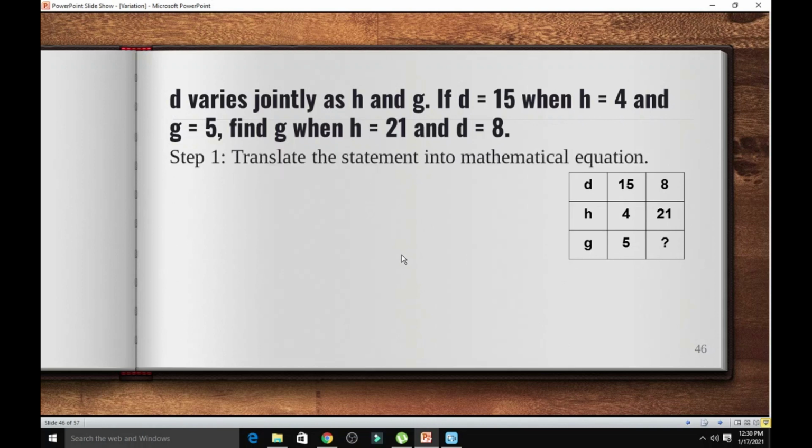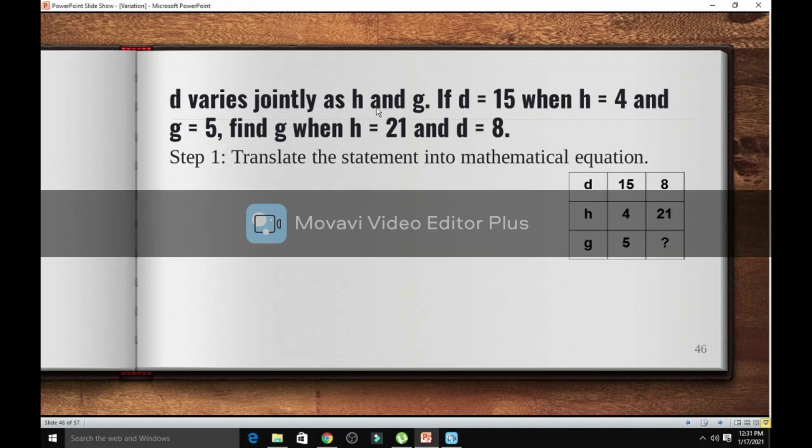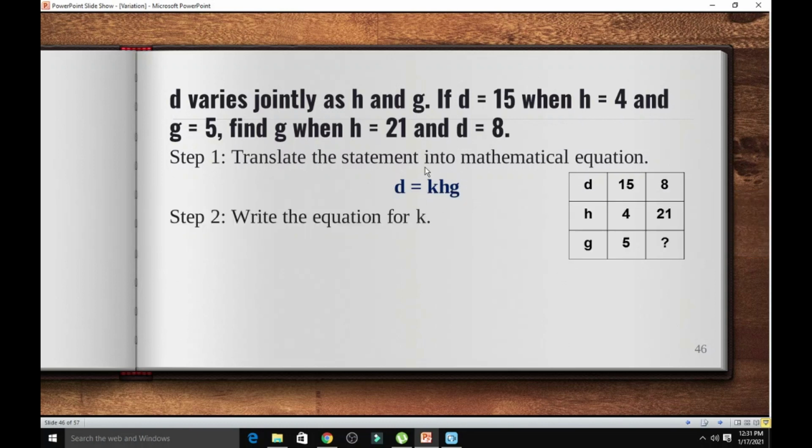So, step number 1 is to translate the statement into mathematical equation. Alin yung statement? Yung D varies jointly as H and G. So, the equation is D is equal to K, H, G. Step number 2, write the equation for K. So, from this equation, the equation for K is K is equal to D over HG. Kung ano yung kasama ni K, nasa denominator, yung nasa left side, nasa numerator.